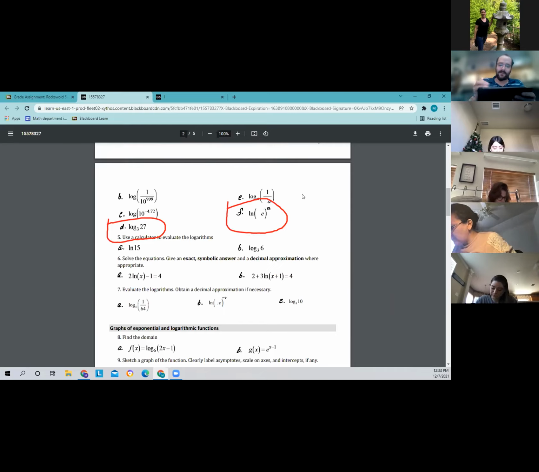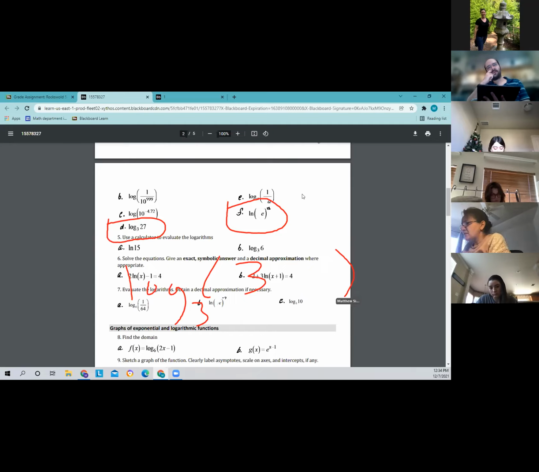Part D might be a little bit challenging in its own right. This is log base 3 of 27. There are a few ways to do it, probably. But if I want to rewrite 27 as something that's base 3, can I do that? Yes, 3 to the power of 3. So 3 to the third is 27, right? I'm just using this fact right here. Rewrite things as base 3.